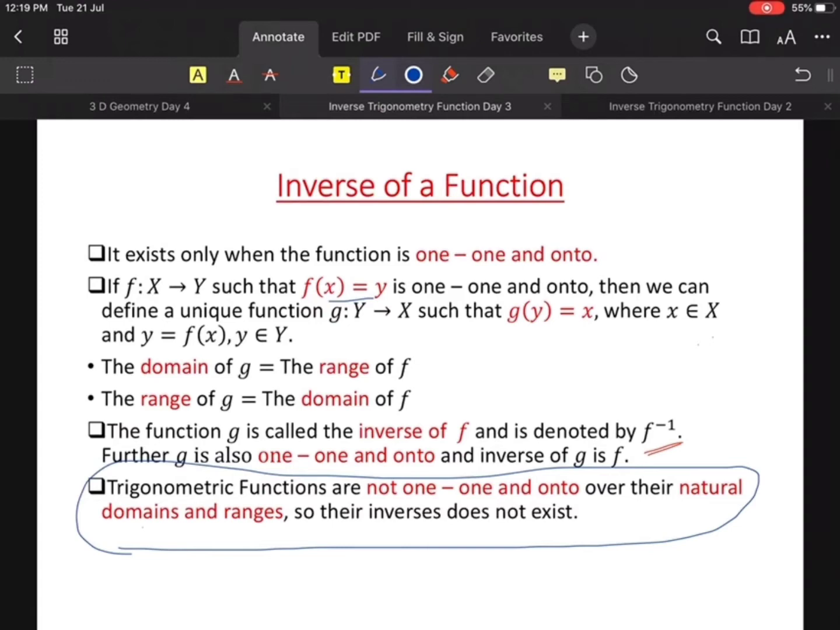If their inverse does not exist, then what is the point of this chapter? It totally rejects the notion of inverse trigonometric functions. Understood? For example, what is the value of sine 0? Sine 0 is 0, right? In the same way, what is the value of sine 180 degrees? That is also 0. Two elements, 0 degrees and 180 degrees, have the same image.